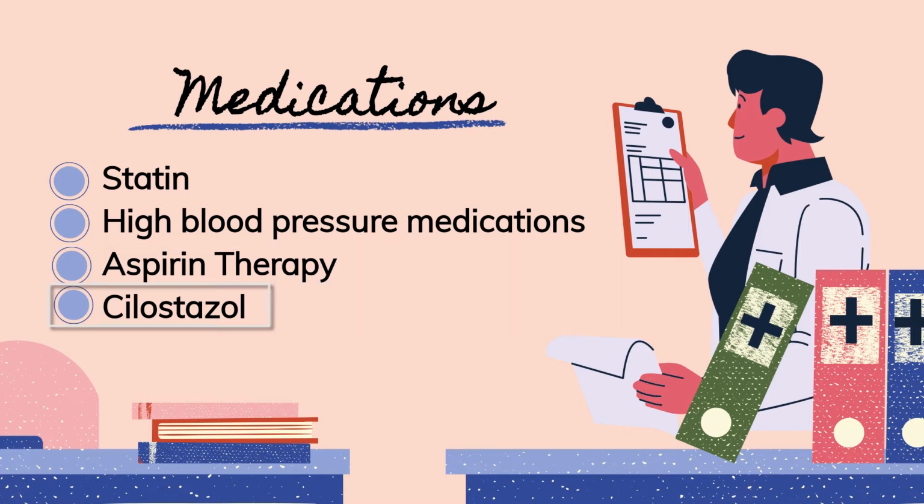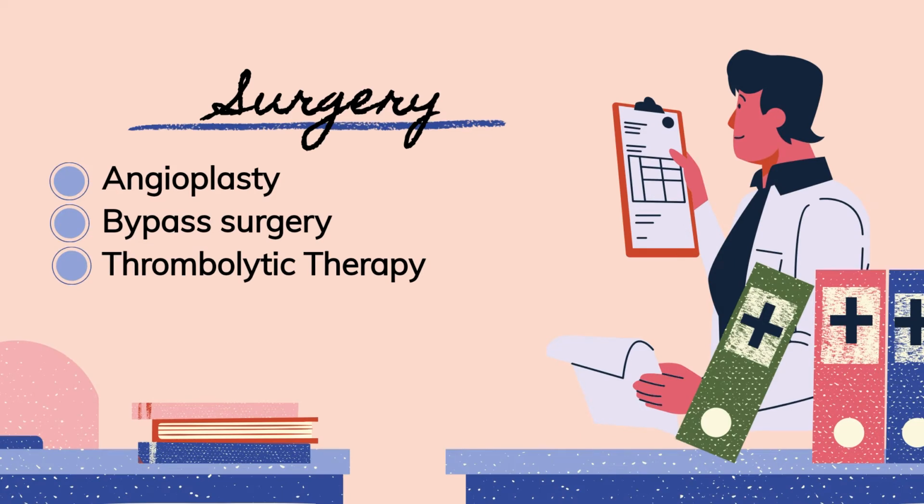Cilostazol can be prescribed because it increases blood flow to the limbs by keeping the blood thin and by widening blood vessels. It helps treat symptoms of claudication. Surgical management includes angioplasty, bypass surgery, and thrombolytic therapy.